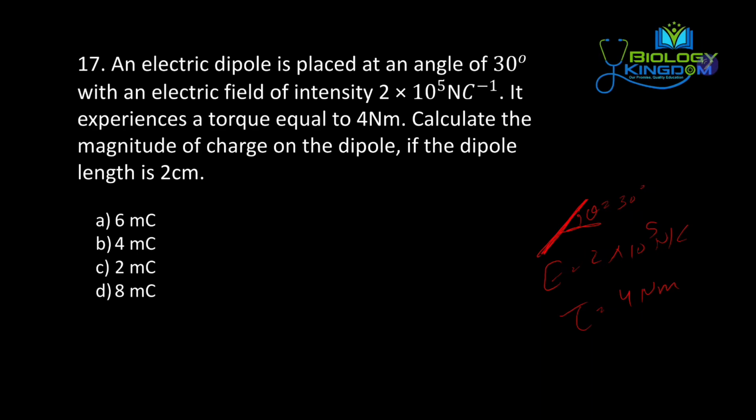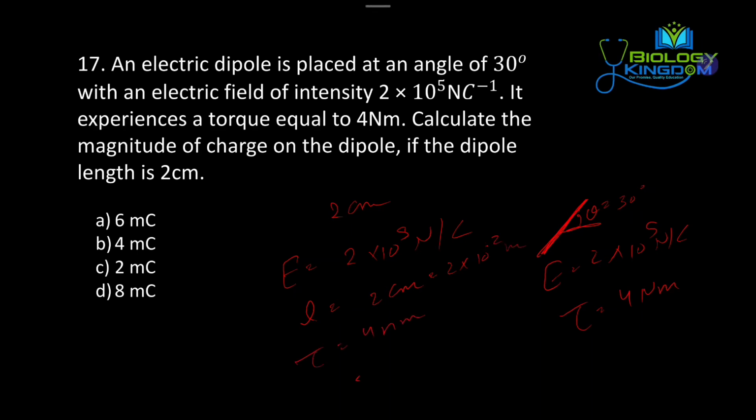Now another thing, calculate the magnitude of charge of the dipole if dipole length is 2 cm. We have done these questions previously also, but we'll do it by using this method. So E is equal to 2 into 10 raised to power 5 Newton per coulomb, and the length of the dipole is given as 2 centimeter. We can take it as 2 into 10 raised to power minus 2 meter.